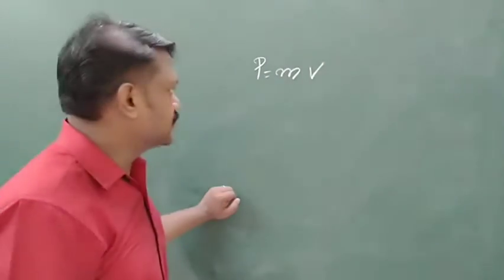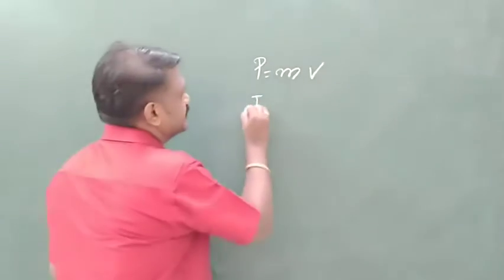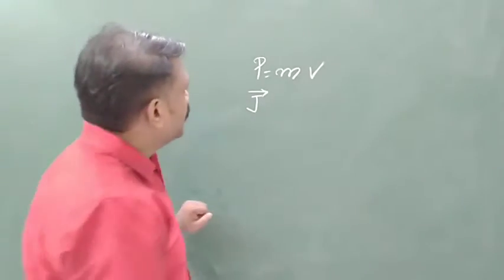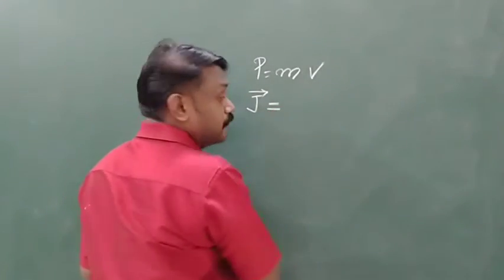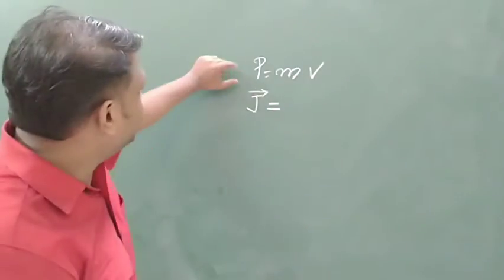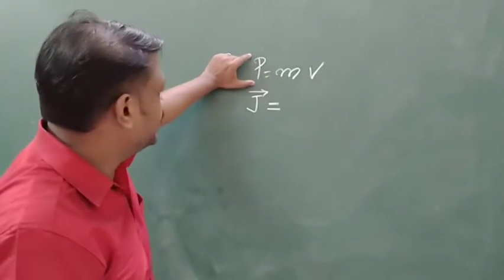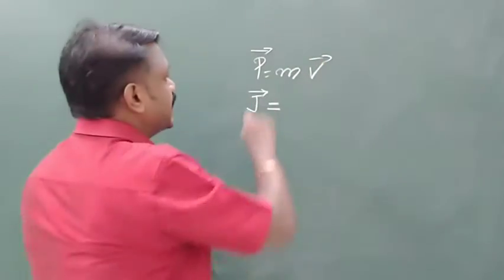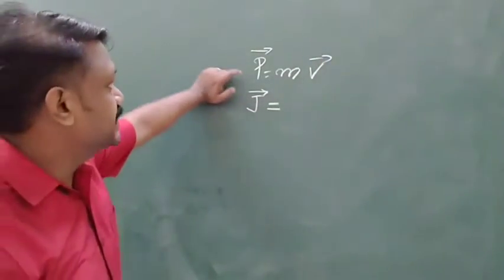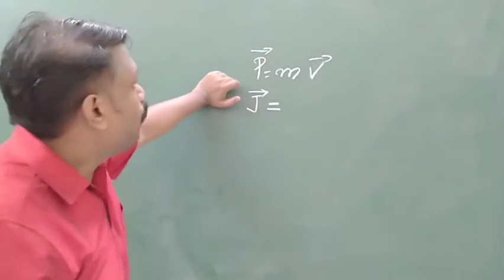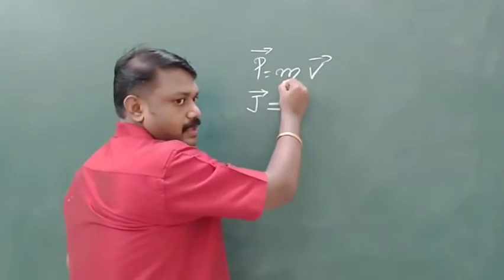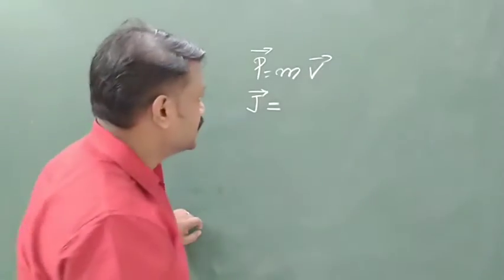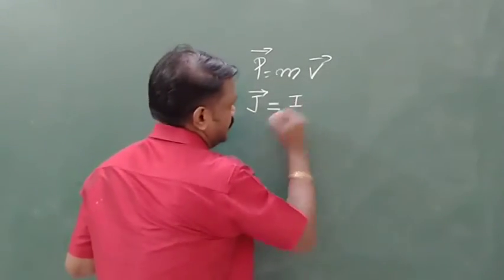In rotational motion, momentum is given by J, angular momentum. When you are converting all the terms from linear motion into rotational motion, P can be replaced by J. P is the linear momentum and J is the angular momentum. What is m? Mass. What is the rotational equivalent of mass? That is moment of inertia I.